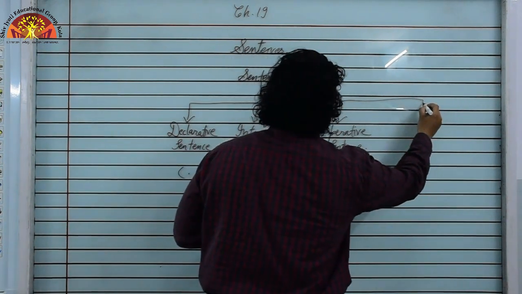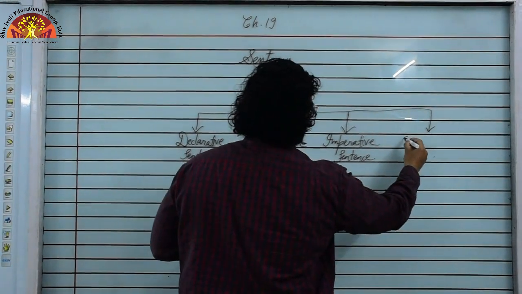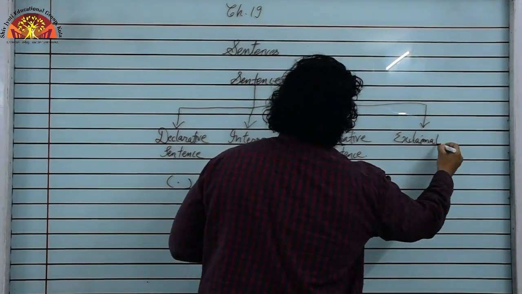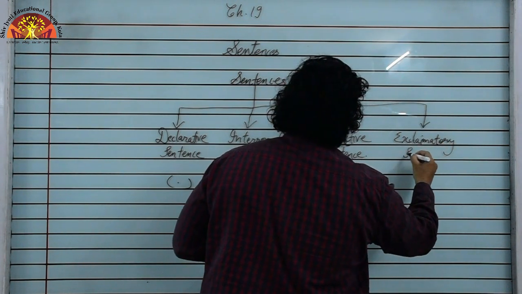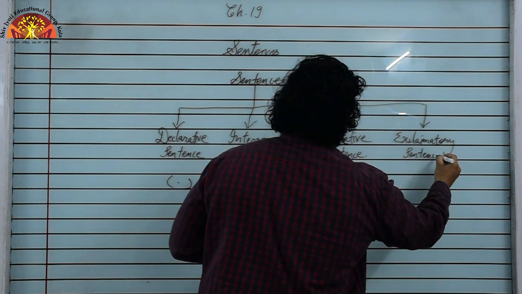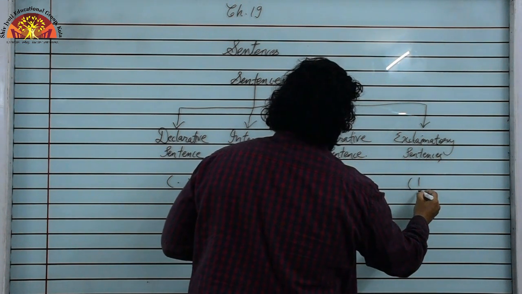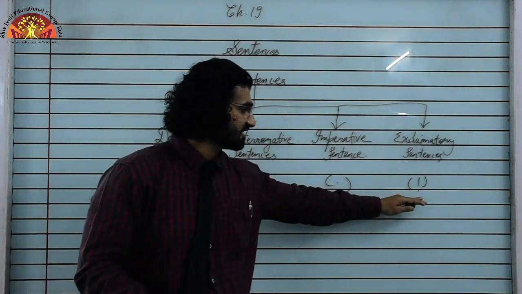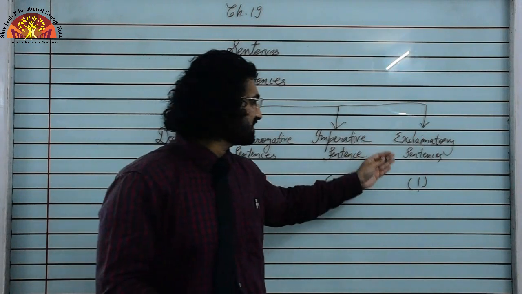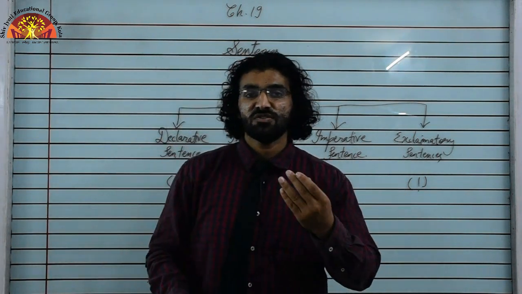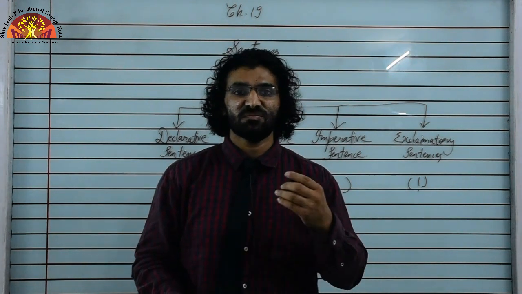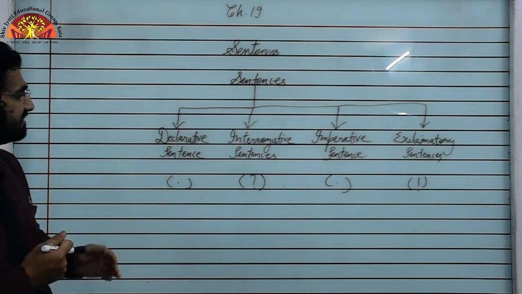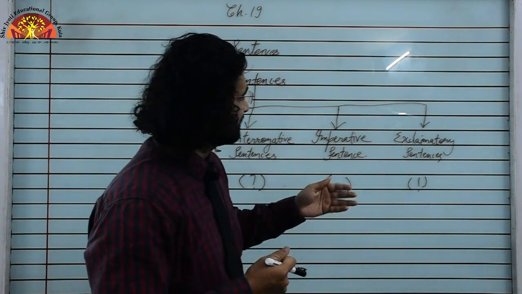Then we have, in the last, exclamatory sentences. And they end with an exclamation mark. You will be able to easily identify them. When you find them in written form, you will find an exclamation mark in the end. And exclamatory sentences are those sentences which we say to express our excitement, to express our enthusiasm. Okay, so these are the four kinds of sentences: declarative sentence, interrogative sentence, imperative sentence, and exclamatory sentence.